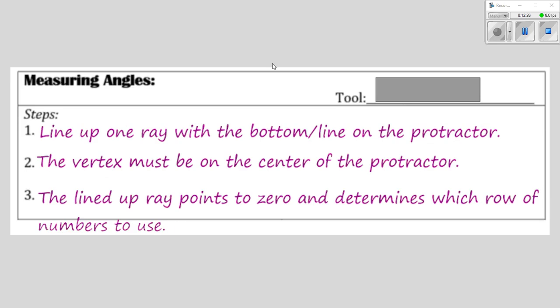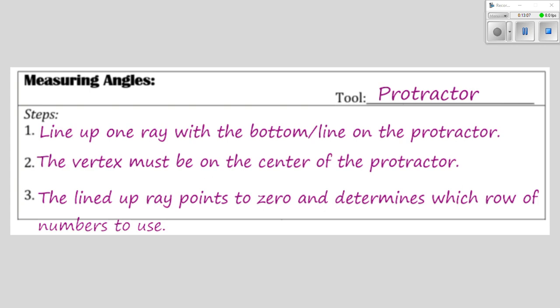When it comes to measuring angles, there's a tool that you need to use, and that tool is called a protractor. You've already encountered a protractor. We use it as a straight edge. Now it can also serve to measure angles. So the steps: Step 1, you line up one ray with the bottom line on the protractor. Step 2, the vertex must be on the center of the protractor. And step 3, the lined up ray points to 0, and that determines which row of the numbers to use. So write these 3 steps.